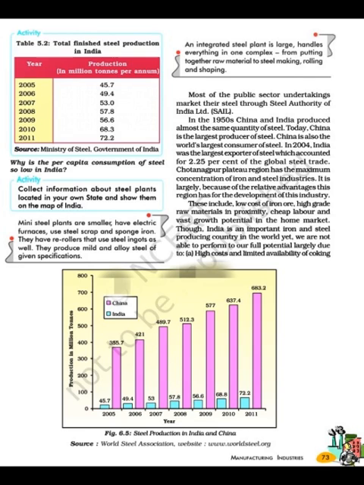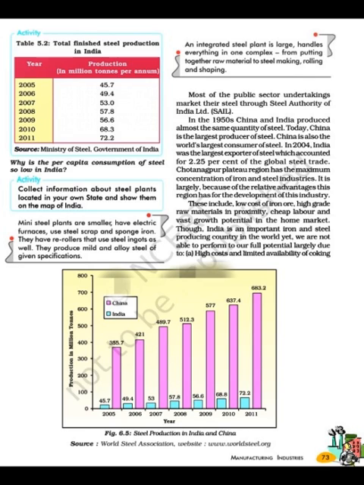Then certain problems this industry is also facing, students, like high cost and limited availability of coke, okay, this coking coal which is used to create the coke and which is required to heat the blast furnace. So there is a limited availability of this, and this is expensive also. So the major input is expensive and limited in supply, so you can understand it is a problem.